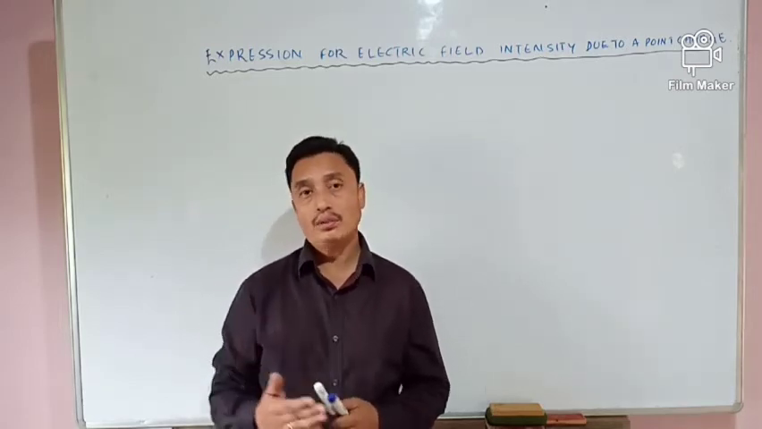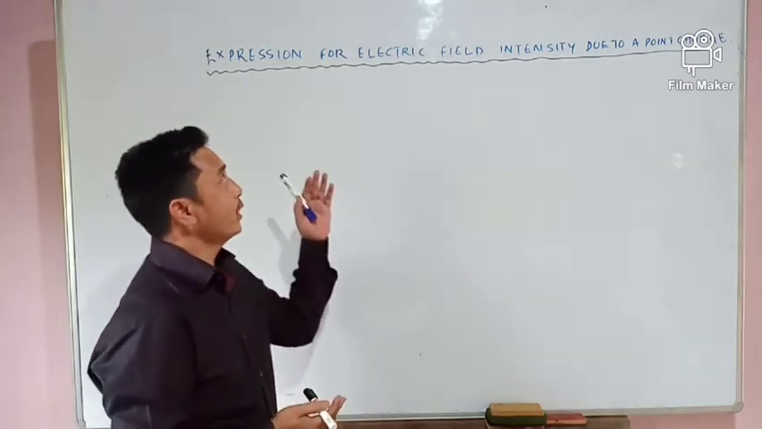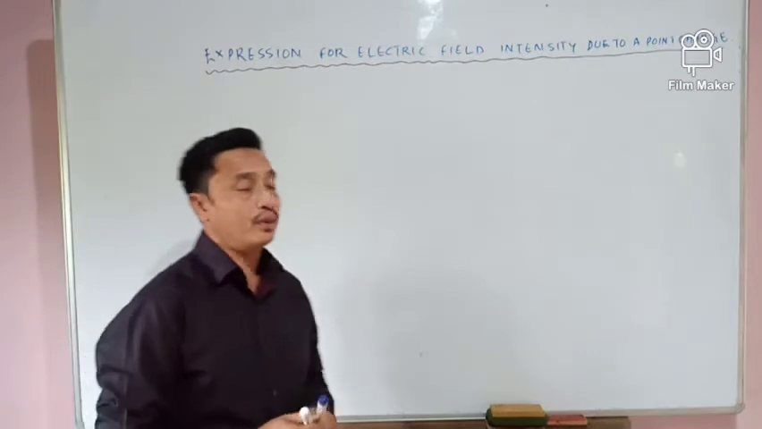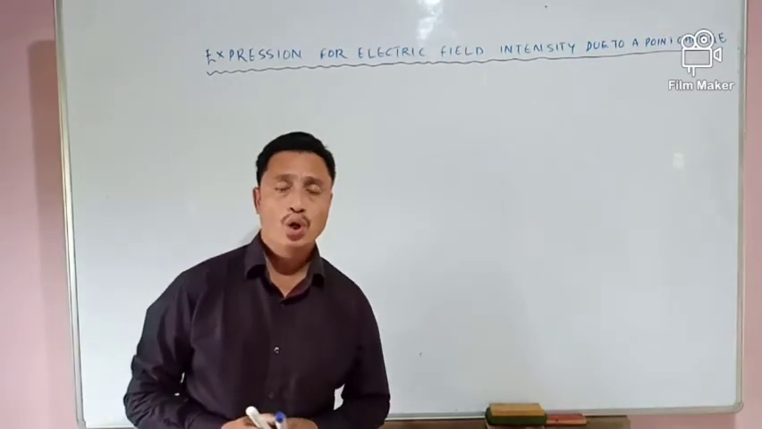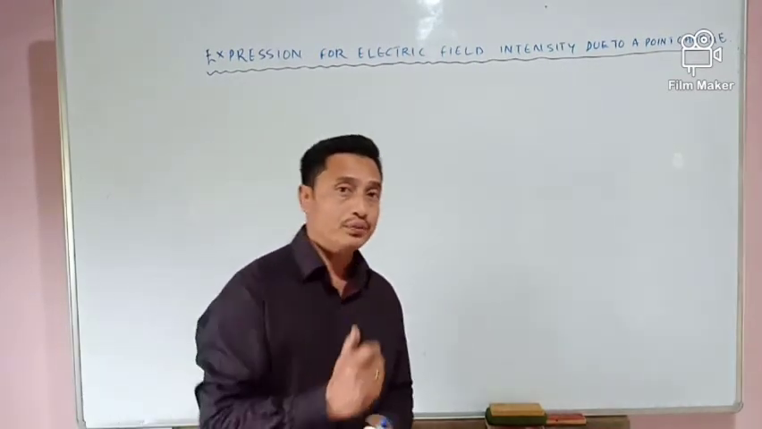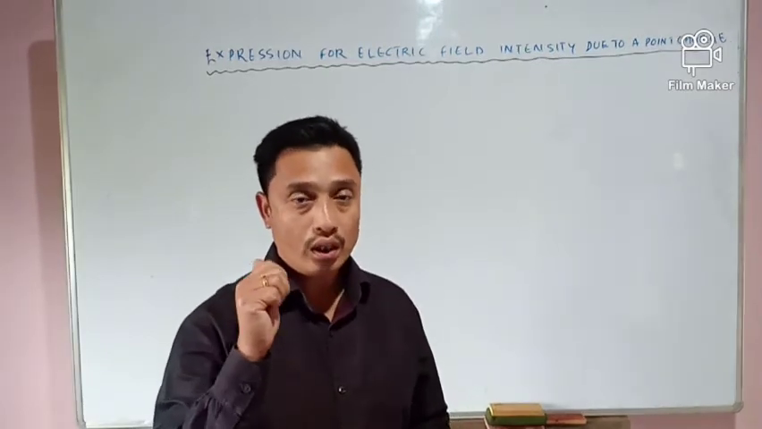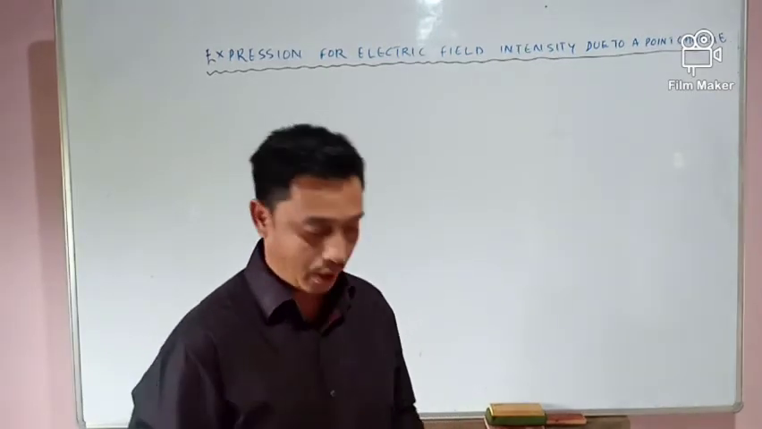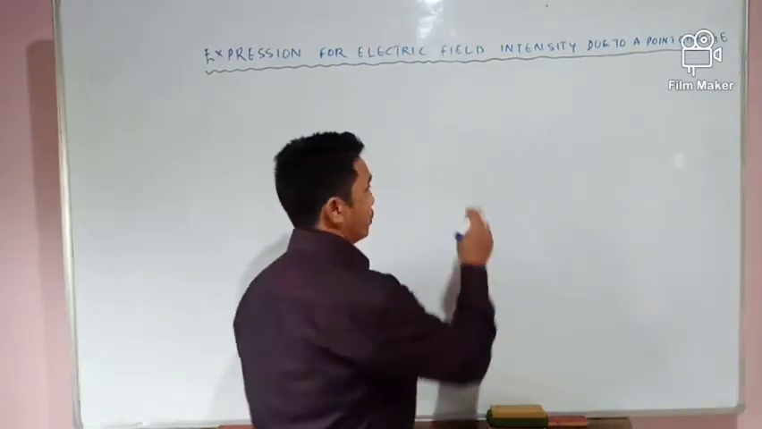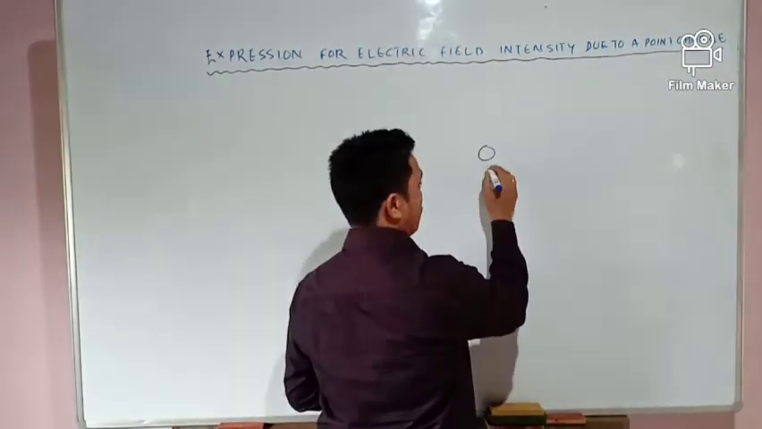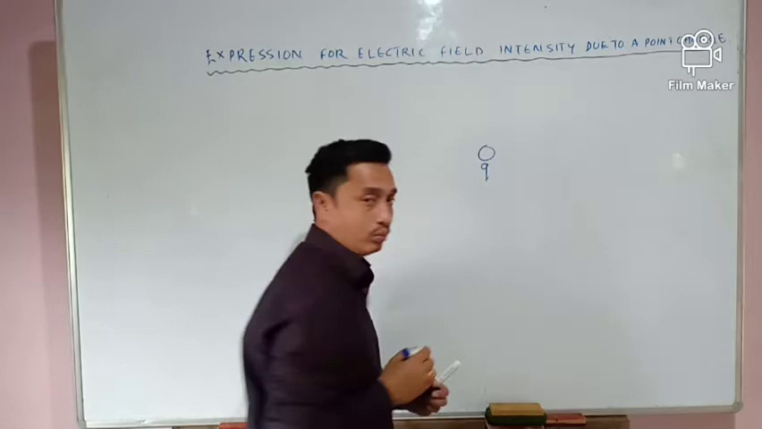Now I will take up another topic. There is an expression for electric field intensity due to a point charge. So how do we find the electric field intensity at any point due to a point charge? For this, let us consider a source charge Q here. So consider a source charge Q.